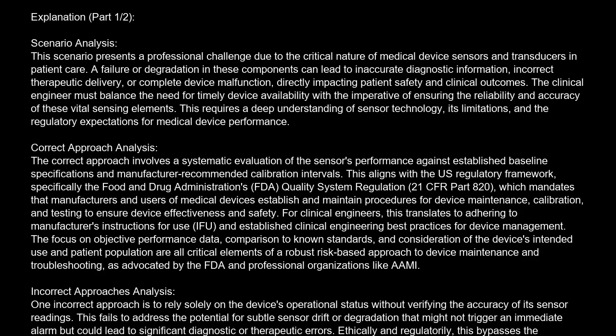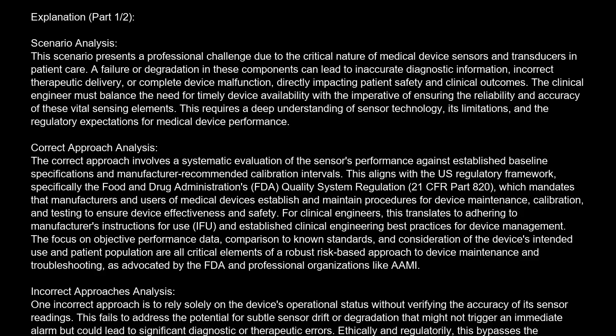Explanation. Scenario analysis. This scenario presents a professional challenge due to the critical nature of medical device sensors and transducers in patient care. A failure or degradation in these components can lead to inaccurate diagnostic information, incorrect therapeutic delivery, or complete device malfunction, directly impacting patient safety and clinical outcomes. The clinical engineer must balance the need for timely device availability with the imperative of ensuring the reliability and accuracy of these vital sensing elements. This requires a deep understanding of sensor technology, its limitations, and the regulatory expectations for medical device performance.